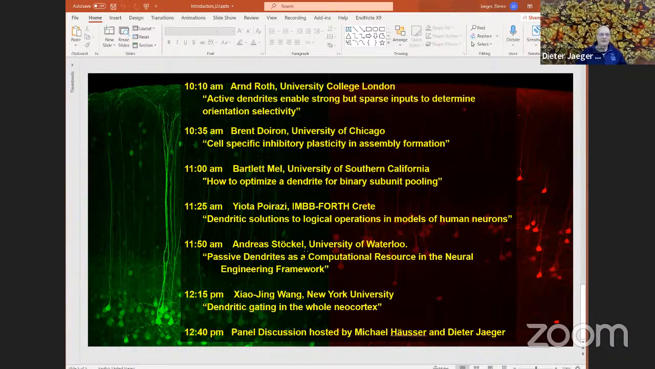Dr. Andreas Stöckel from University of Waterloo will talk about passive dendrites as a computational resource in the neural engineering framework. And finally, at the highest level, Dr. Xiao-Jing Wang from New York University will talk about dendritic gating in the whole neocortex. And importantly, we will have time for a 20-minute panel discussion hosted by Michael Häuser and myself. We'll try to ask cross-cutting questions and challenges and see whether we can extract new state-of-the-art knowledge about dendritic function from these presentations.